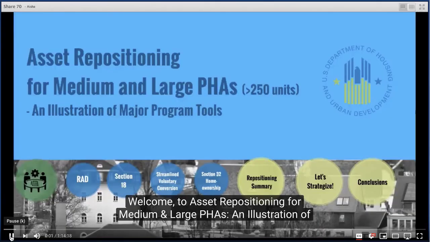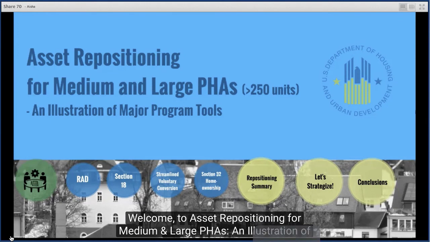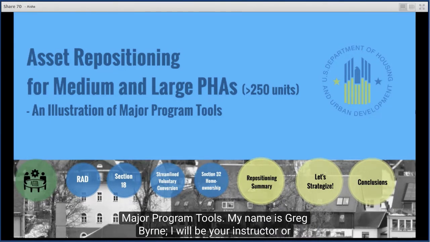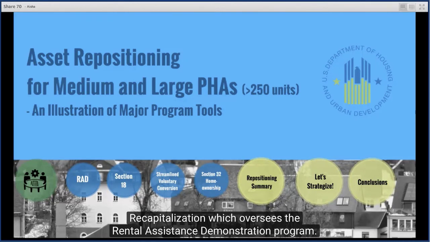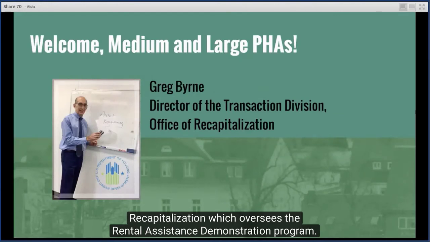Welcome to Asset Repositioning for Medium and Large PHAs, an illustration of major program tools. My name is Greg Byrne. I will be your instructor or narrator today. I am the Director of the Transaction Division for the Office of Recapitalization, which oversees the Rental Assistance Demonstration Program.